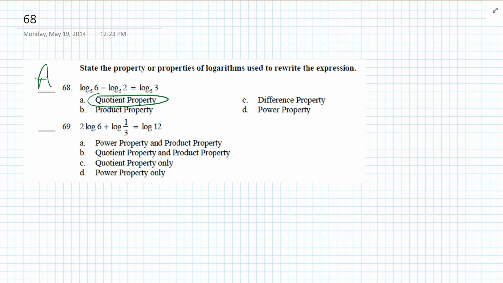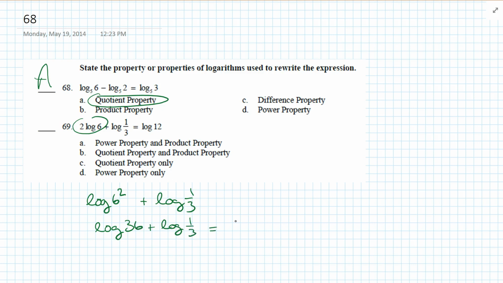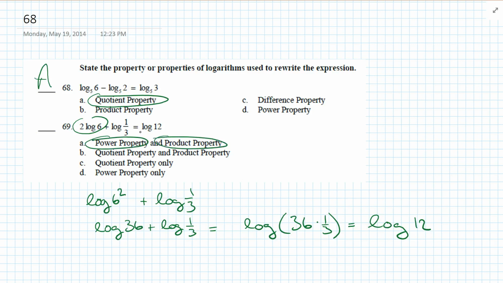Okay, 2 log 6 plus log of 1/3 equals log of 12. So we could rewrite 2 log 6 as log 6 squared, plus log of 1/3. So log of 6 squared can be rewritten as log of 36 plus log of 1/3. So that's the same thing as the log of 36 times 1/3, which would get us log of 12. So we use the power property and the product property. So the answer is A.